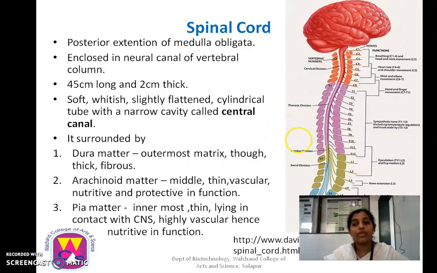Next, the lumbar division, shown here, regulates ejaculation and hip motion. The last one, the sacral division, is involved in knee extension, perineal erection, and knee flexion. So the spinal cord communicates between the body organs and the central nervous system with the help of two types of neurons, the sensory neurons and the motor neurons.